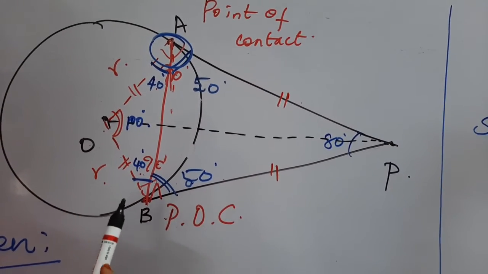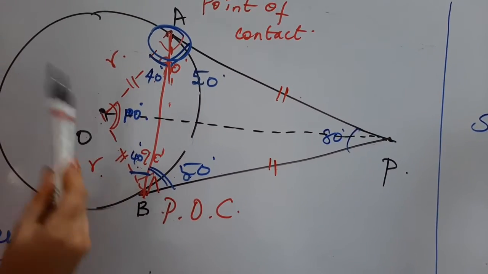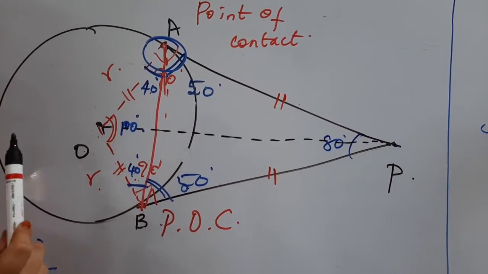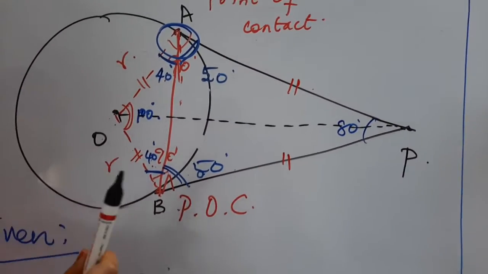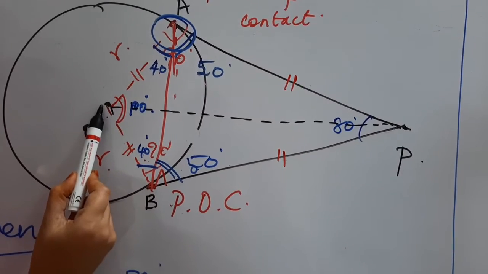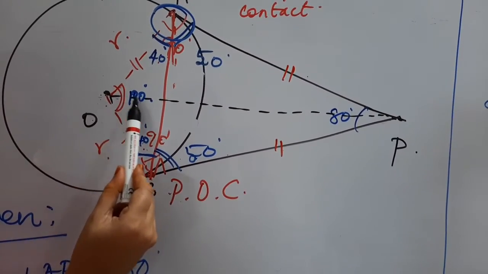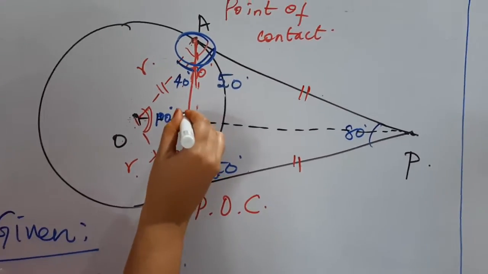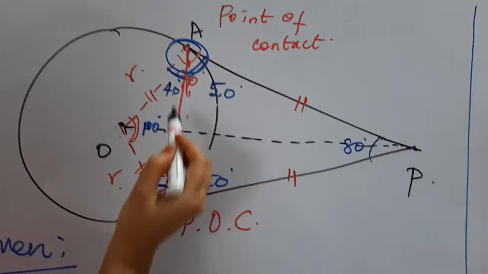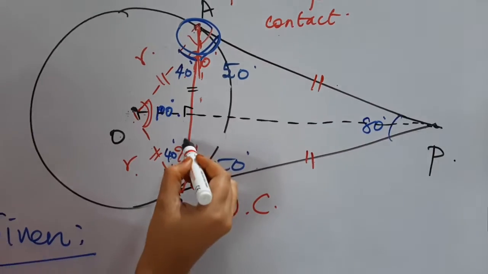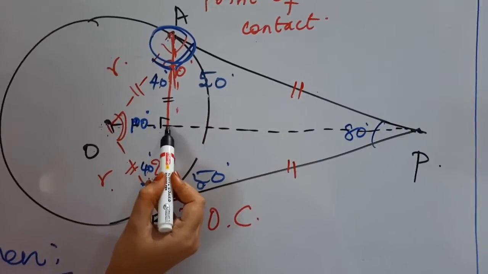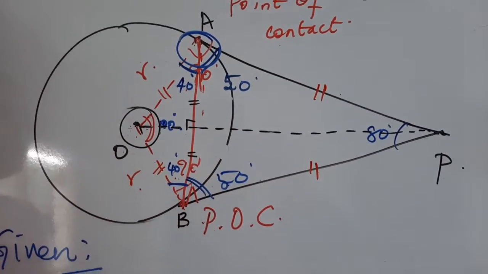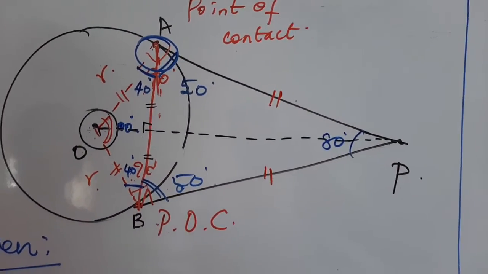Now what is AB? AB is the chord. What is O? O is the center. And we have learnt a theorem in grade 9 which is there in your example 1. From the center of a circle, if we draw a line to a chord, that line will be perpendicular, and that line divides the chord into two equal halves, and the same line must be the angle bisector for the center.